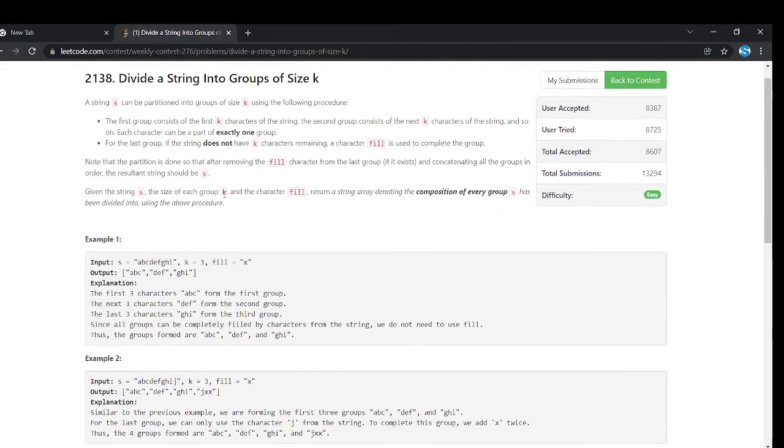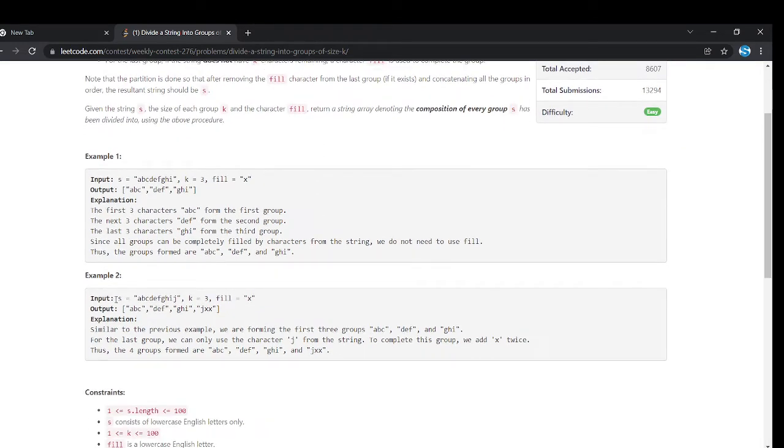For example, if you see the second example, here the length of the string is 1 2 3 4 5 6 7 8 9 10, which is not a multiple of 3. 10 is not a multiple of 3, so we will be able to create three groups, but for the fourth group we will not be able to create a member of size 3 because there would be only one member, j. So in that case we can use this fill string to fill up those empty spaces, and this fill string will always contain a single character.